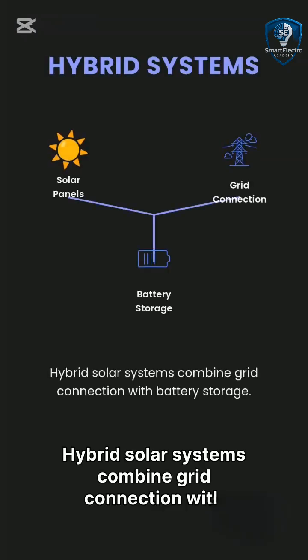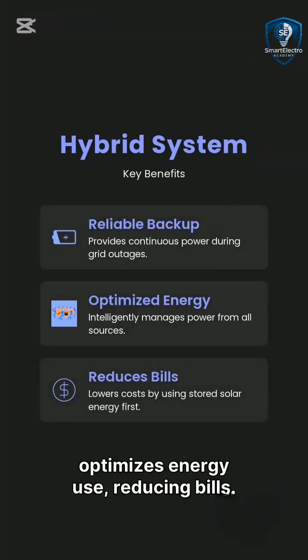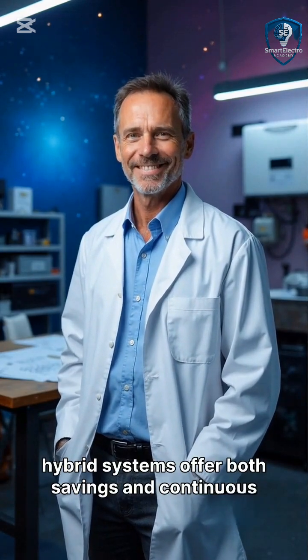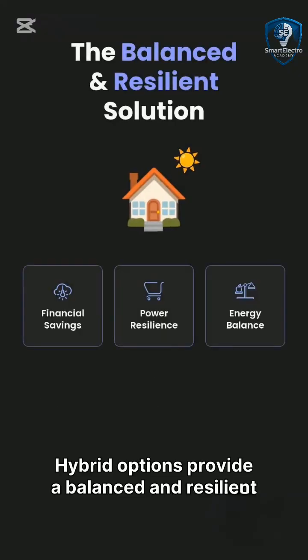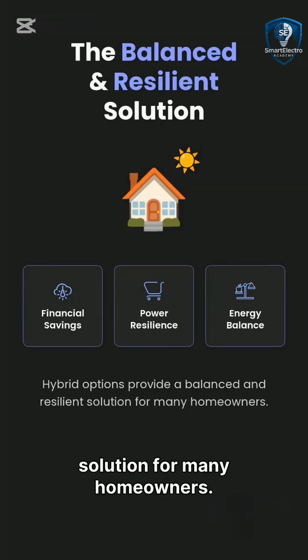Hybrid solar systems combine grid connection with battery storage. This setup provides reliable backup power and optimizes energy use, reducing bills. For homes in areas with unreliable grids, hybrid systems offer both savings and continuous power. Hybrid options provide a balanced and resilient solution for many homeowners.